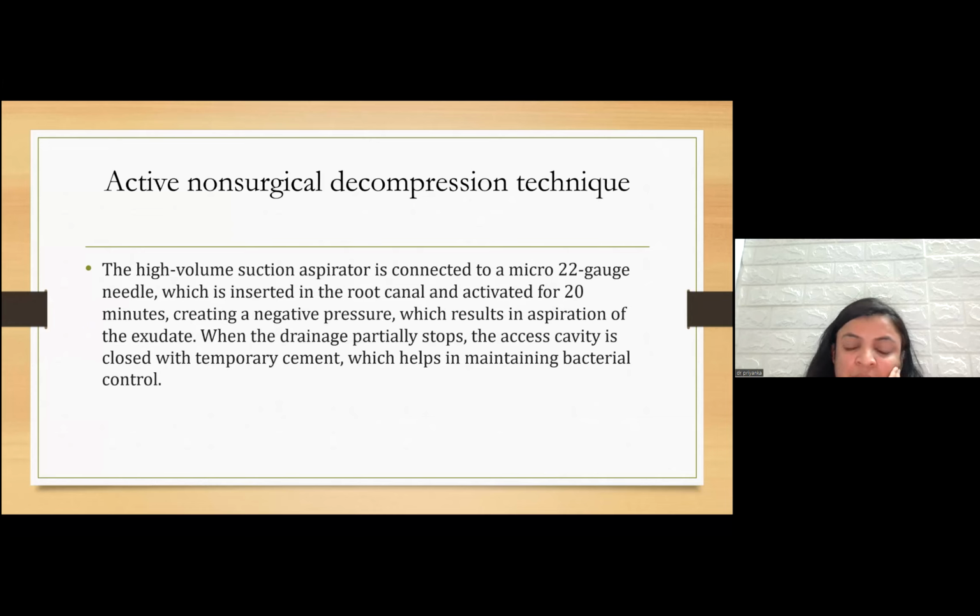Now, the next method is the active non-surgical decompression technique. In this method, a high-volume suction aspirator is connected to a micro 22 gauge needle, which is inserted into the root canal and activated for 20 minutes, creating a negative pressure which results in aspiration of exudate. When drainage partially stops, the access cavity is closed with temporary cement, which helps in maintaining bacterial control. Again, we just drain the canal using a 22 gauge needle with a negative pressure technique.